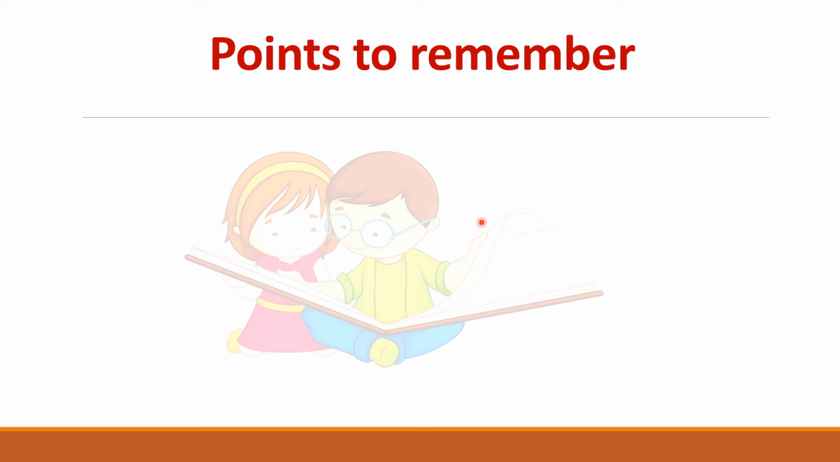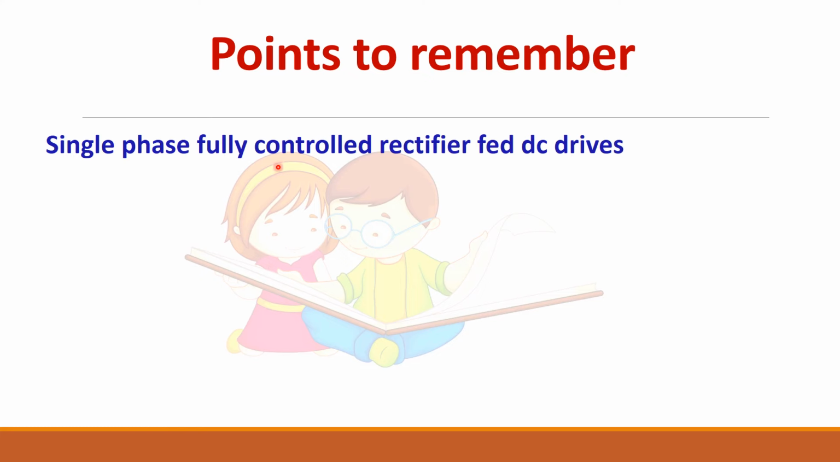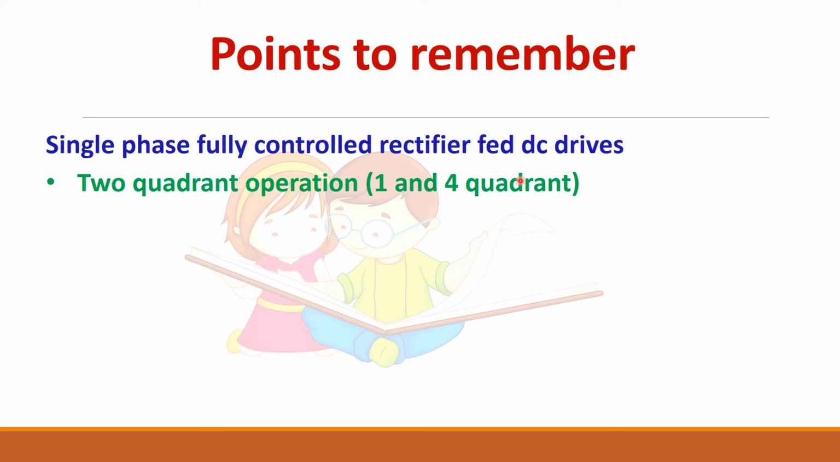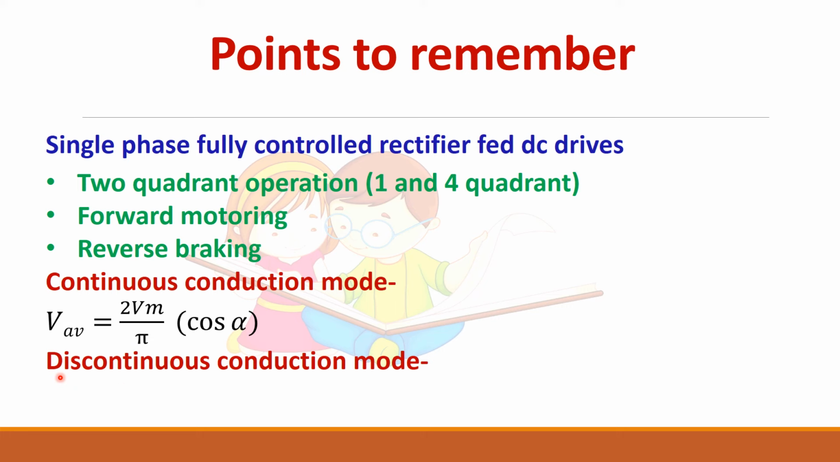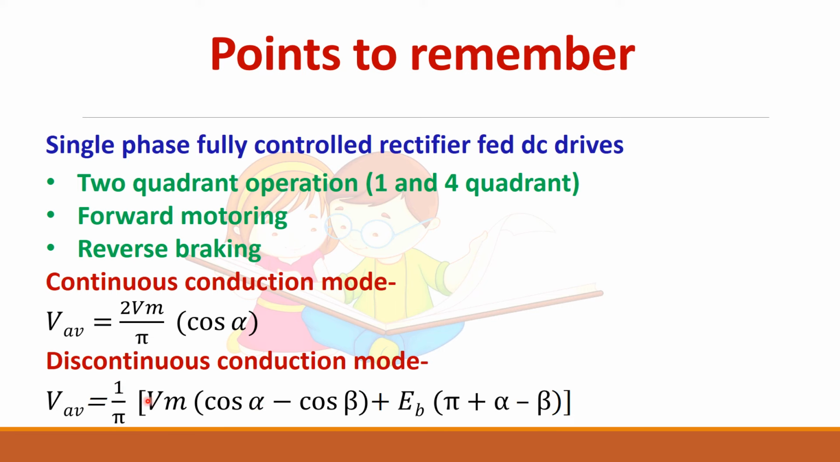The points to remember here are: with a single phase fully controlled rectifier fed drive, you can achieve two quadrant operation, that is first and fourth quadrant, which is forward motoring and reverse braking. In continuous conduction mode, the average voltage is 2 Vm by pi cos alpha, and for discontinuous conduction mode, this is the average voltage. Equating this to Eb plus Ia Ra, you will get the speed torque relation.